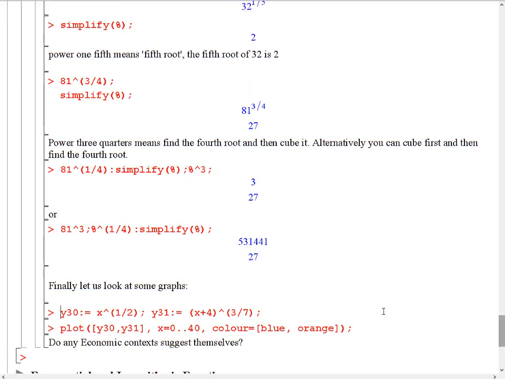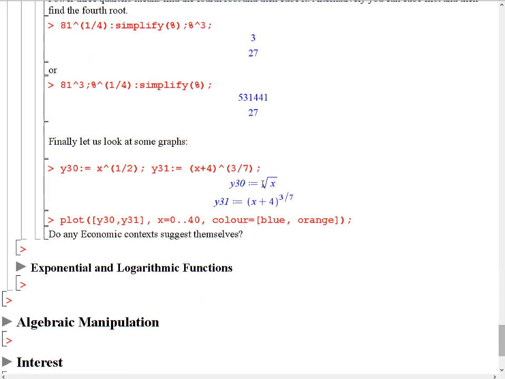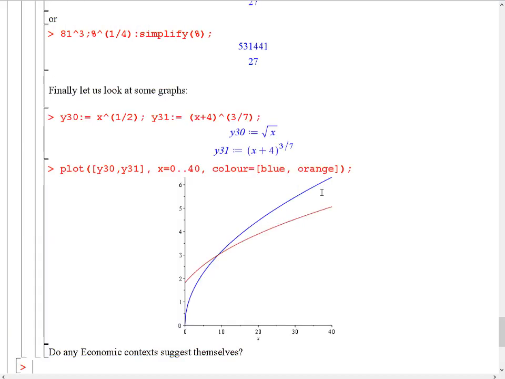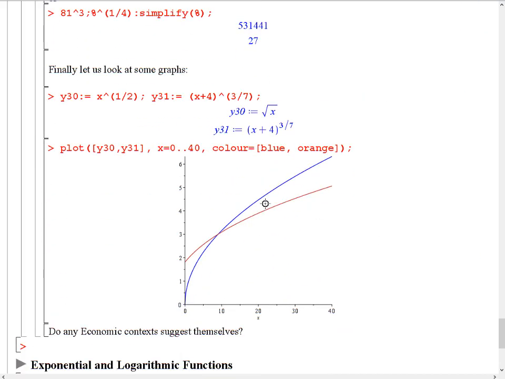Okay, finally, let's just look at some graphs of these fractional powers. So we're going to look at the graph of y is x to the half, which you can write as y is the square root of x, or x to the half. And then a more complicated one, y is equal to x plus 4 to the power 3 over 7, like this. So you get this kind of thing. So the blue one is the power half.